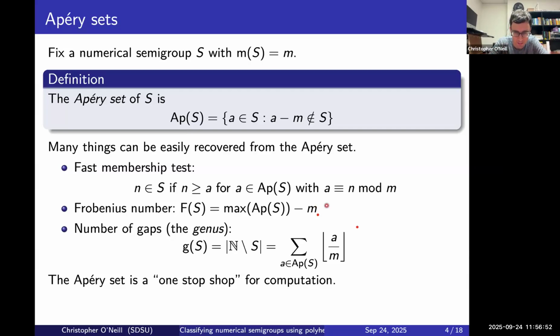And then you get access to that and anything else that you want. So that's sort of, Apéry sets are kind of central when we're studying these things.